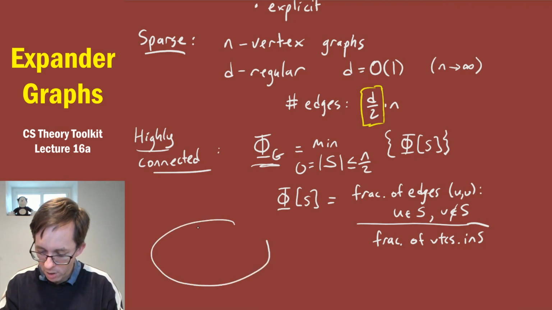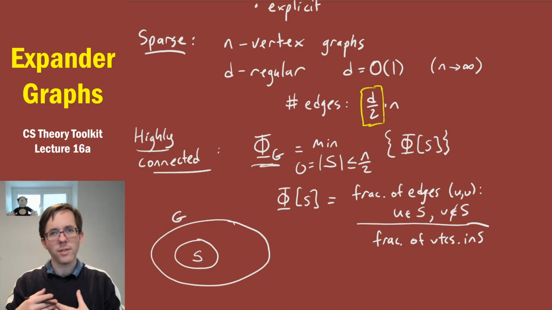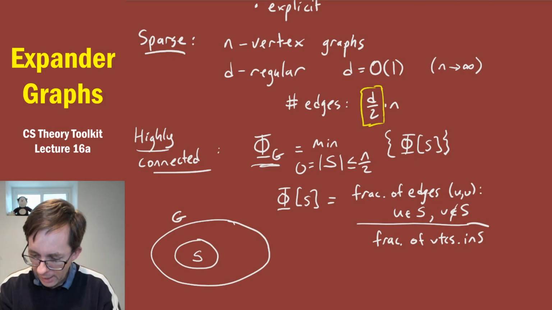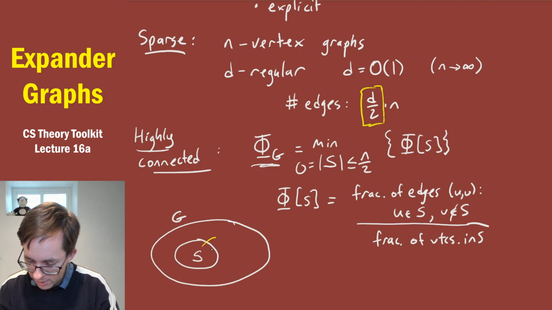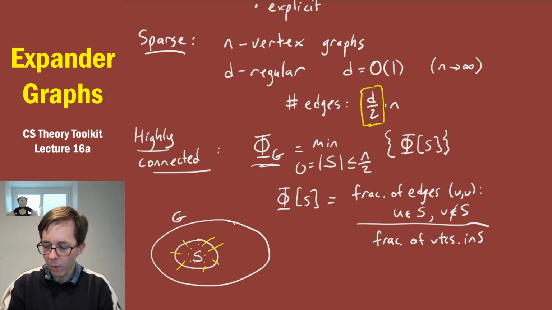So here's a picture. This is the graph G, and this is the set of vertices S. If you're interested in sets of size bigger than n over 2, then you should really look at the complement set. And we're looking at the fraction of edges that are on the boundary of S, divided by the number of vertices that are in S themselves. We want this to be large.